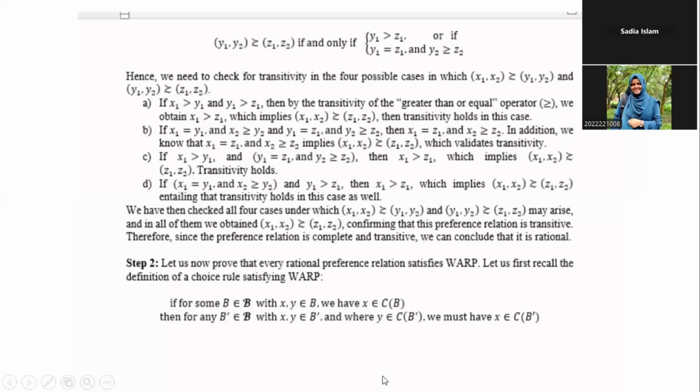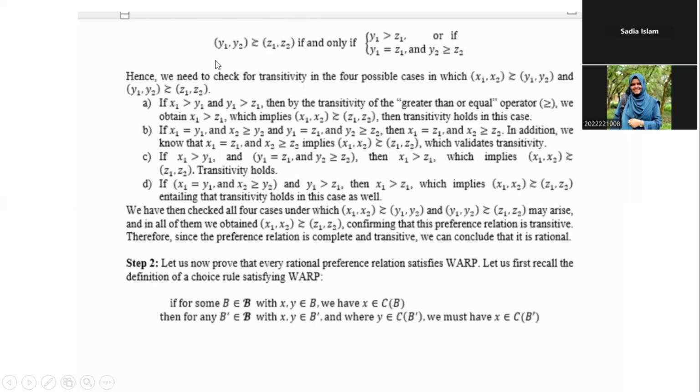Before starting step two, is there any question, Ishrat, in the first step? In the first step, I have a question. How can we construct A, B, C, D? I already mentioned that we construct A, B, C, D according to the condition.